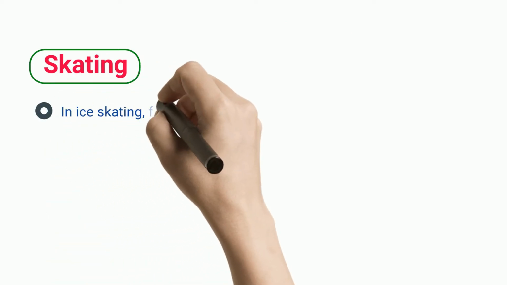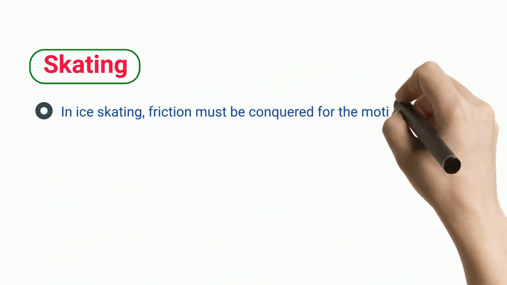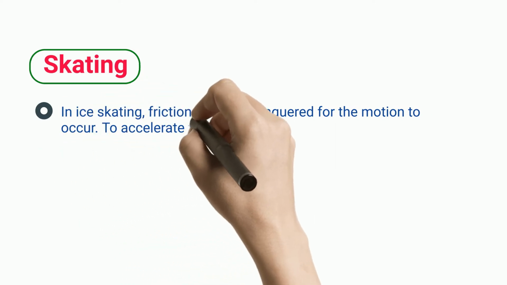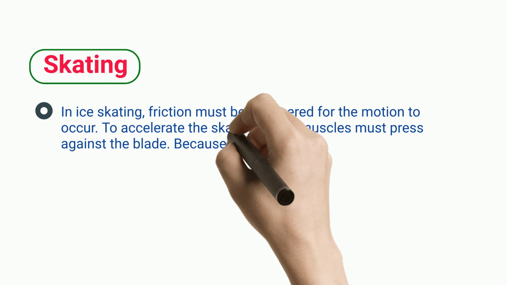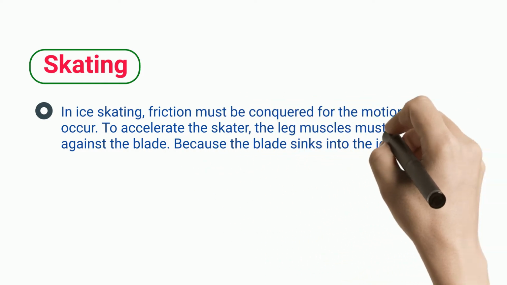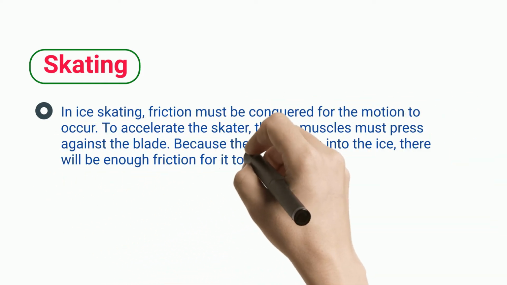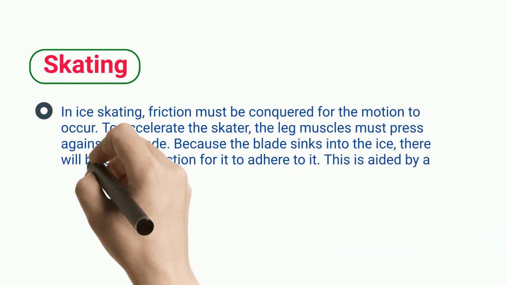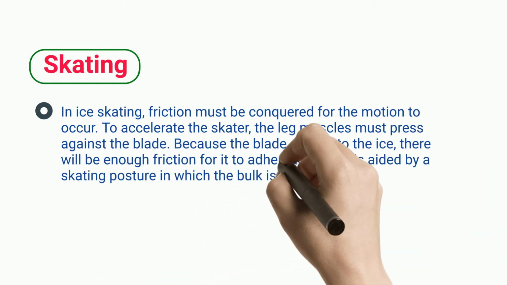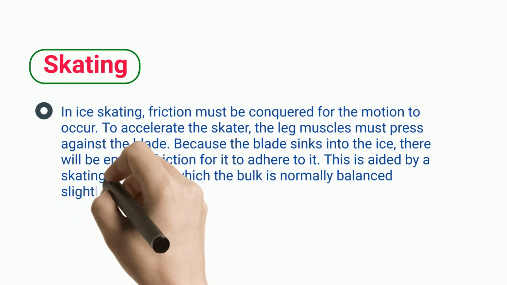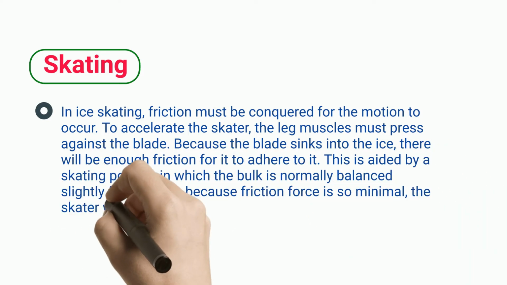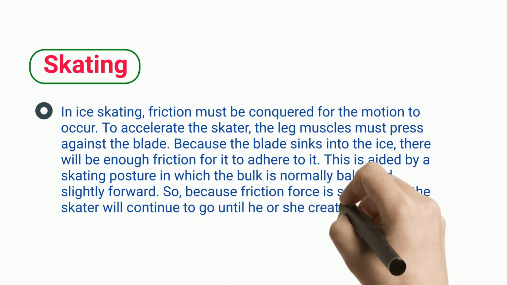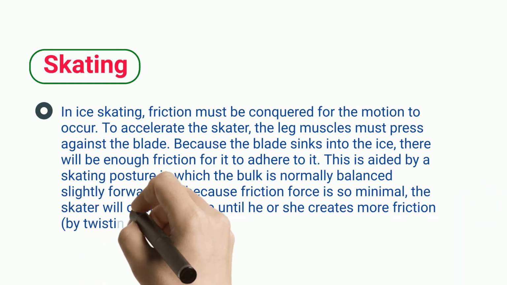Skating. In ice skating, friction must be conquered for the motion to occur. To accelerate the skater, the leg muscles must press against the blade. Because the blade sinks into the ice, there will be enough friction for it to adhere to it. This is aided by a skating posture in which the bulk is normally balanced slightly forward. So, because friction force is so minimal, the skater will continue to go until he or she creates more friction by twisting the skate, or hits a wall to come to a halt.